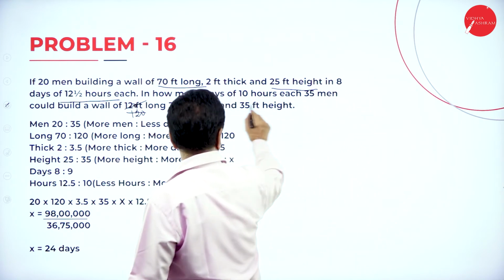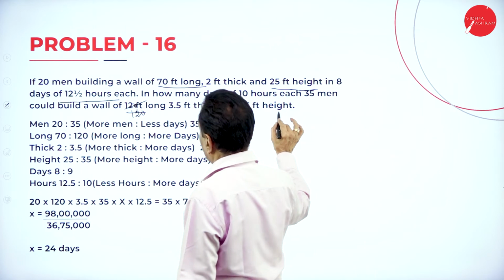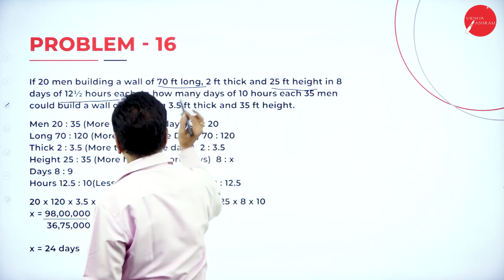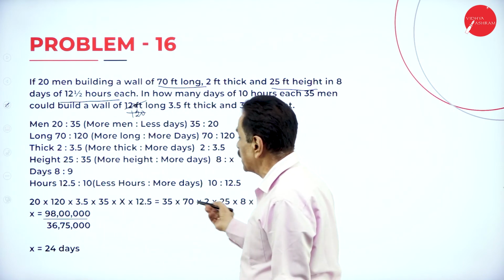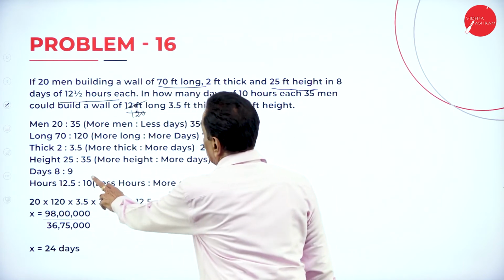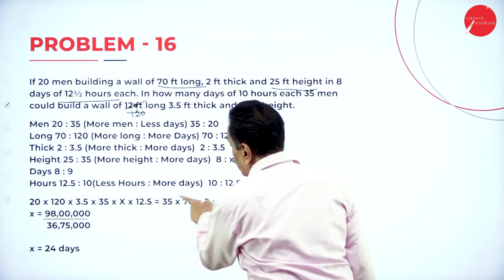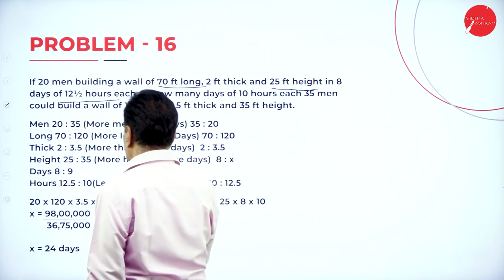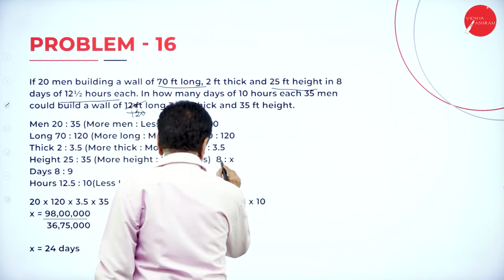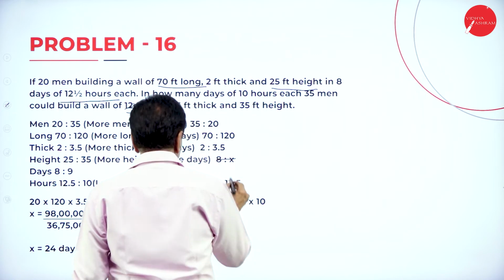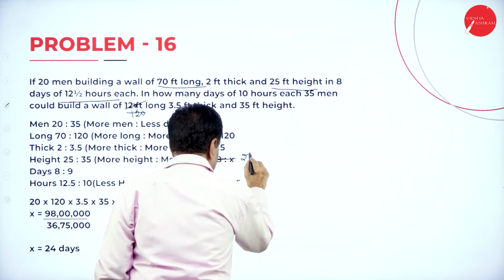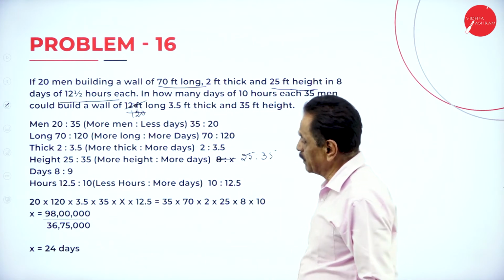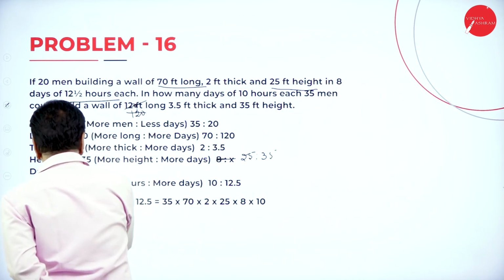Then regarding the height, 25 here, 35 here. More height, more days, they are in the ratio of 25 is to 35. Then days mixing, 8 days is to X.